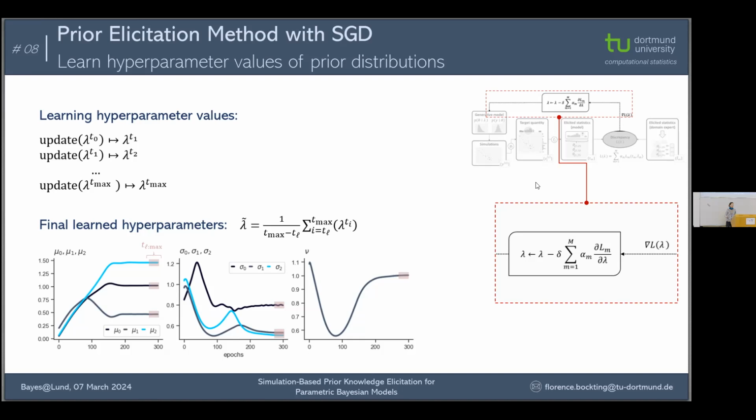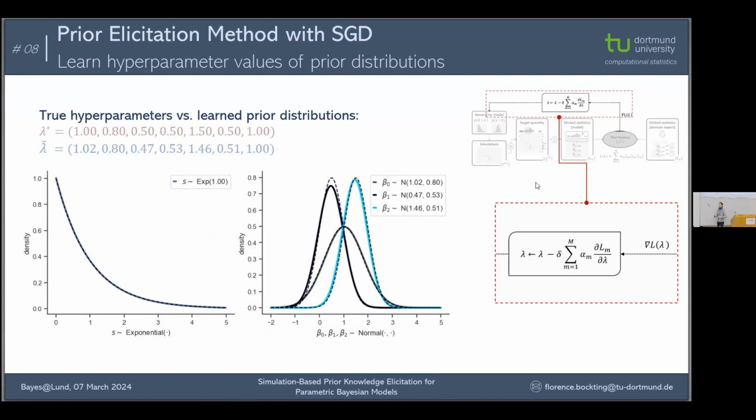With this, we can now ask: what are the prior distributions that our method would recommend given this expert data? As we are in the convenient situation that we have this ideal expert, or this knowledge of the ground truth, we can really check it against what we actually gave as input to our method. Here we see with the dashed lines the ground truth, and the solid lines are the learned prior distributions.